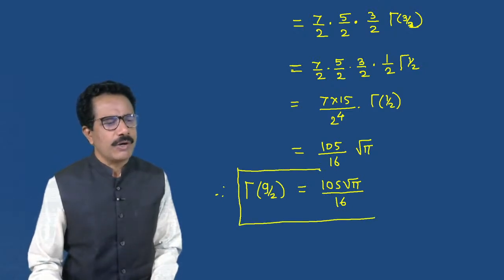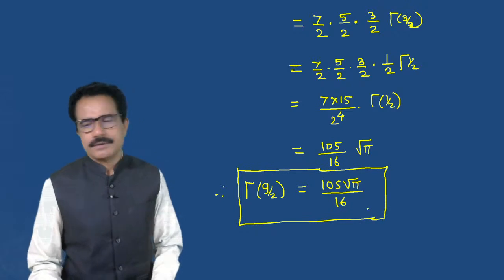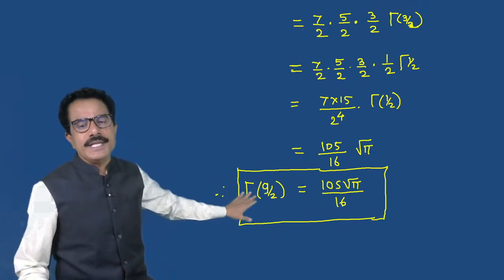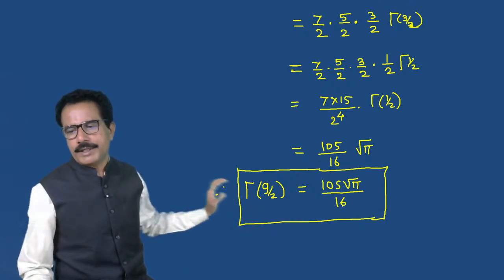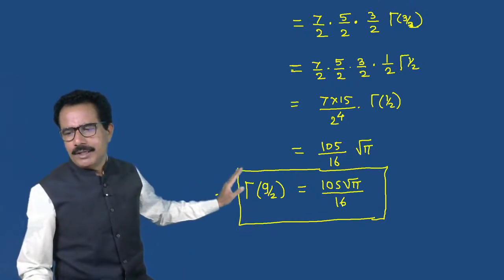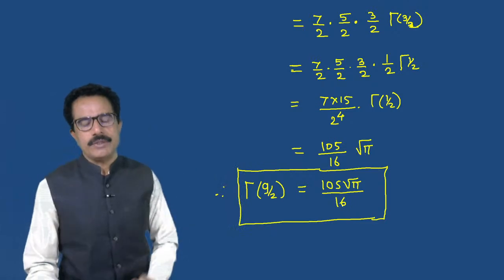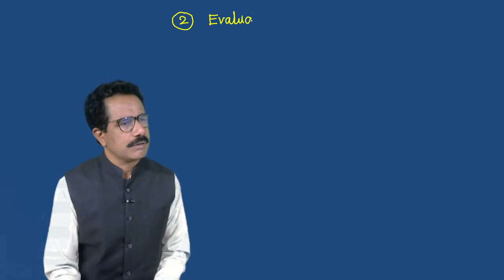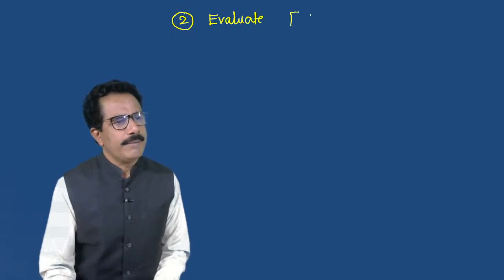In this way we can obtain the value of gamma for positive non-integer values. Also we can find it for negative non-integer values. So evaluate gamma of minus 1 by 2.